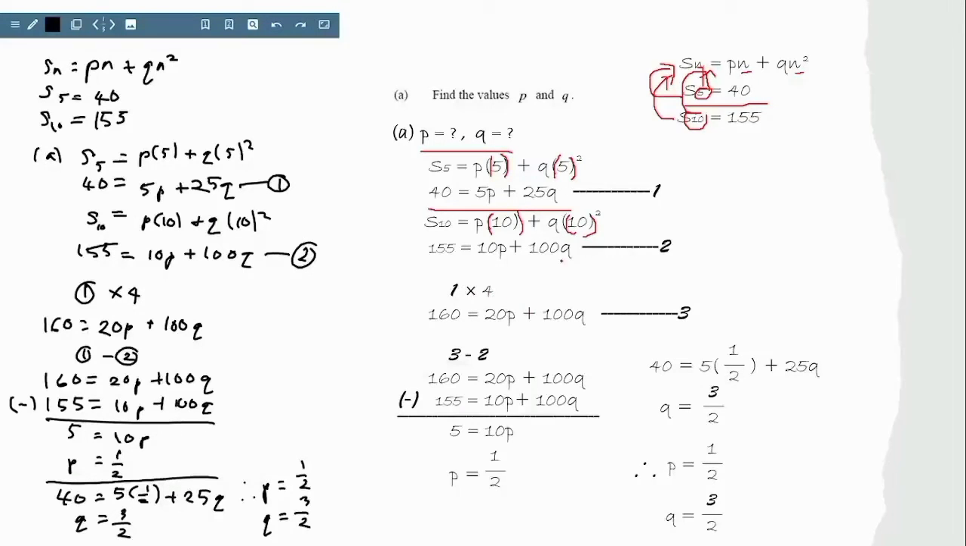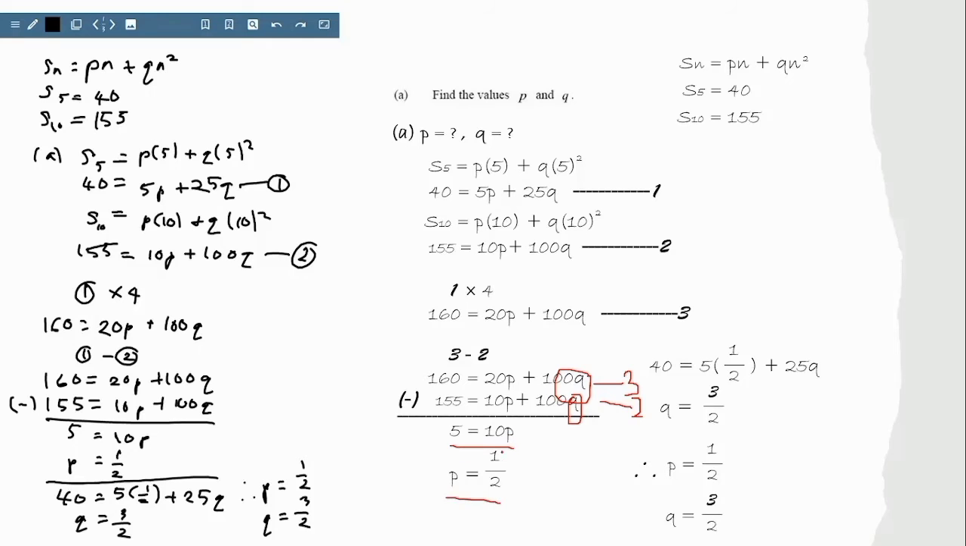I used the elimination method to solve the linear equations. So what I'm going to do is eliminate one of the unknowns. Here I choose to eliminate the value of Q. So I need to make the coefficient of Q the same. Here we see that the coefficients of Q aren't the same, so I multiply the first equation by 4. And we get 160 equal to 20P plus 100Q. We're going to eliminate the value of Q. We subtract equation 3 from equation 2, and we get 5 equal to 10P. As we simplify this, we get the value of P equal to 1 over 2.